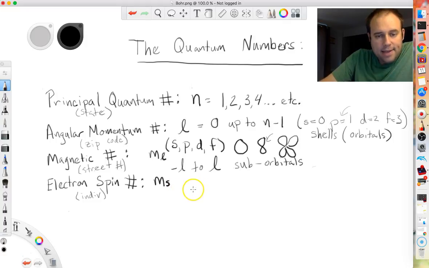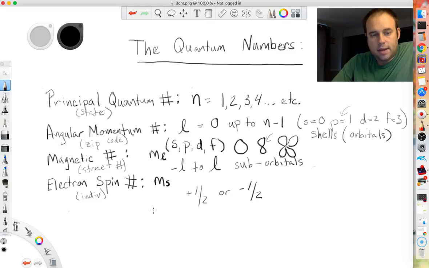And then m sub s is actually very simple. It's plus 1/2 or minus 1/2. Those are the only 2 options we have when we deal with the electron spin. So once you get into an individual suborbital, every suborbital can only hold 2 electrons, and therefore it's either a plus 1/2 electron spin up or a minus 1/2 electron spin down. And this is going to lead into, we're not quite there yet, but the next lecture we'll start talking about orbital diagrams. And that will become important there as we start to discuss that.